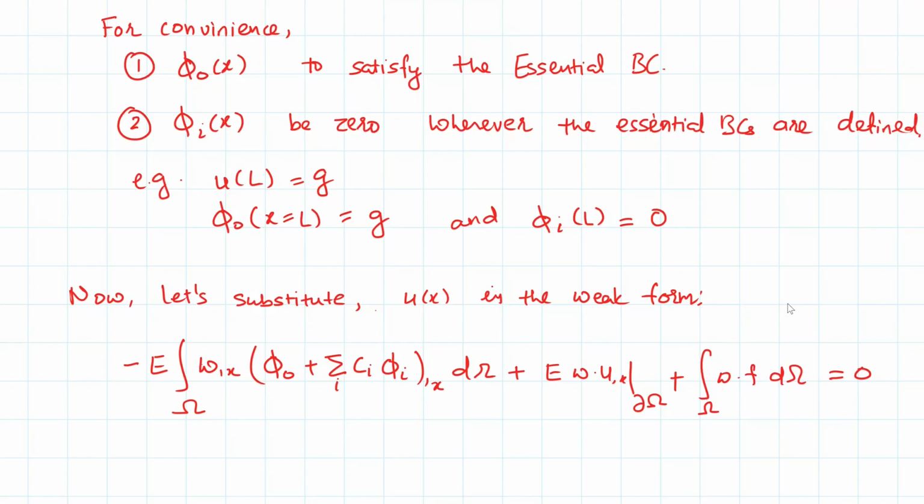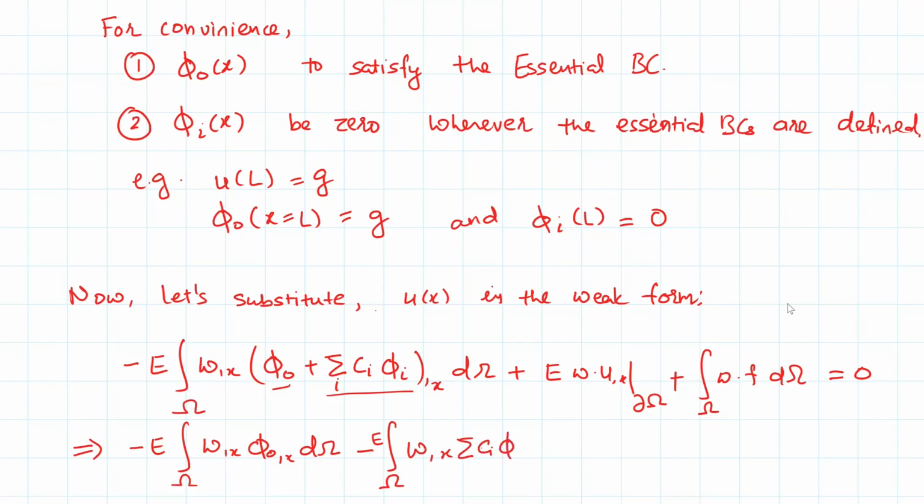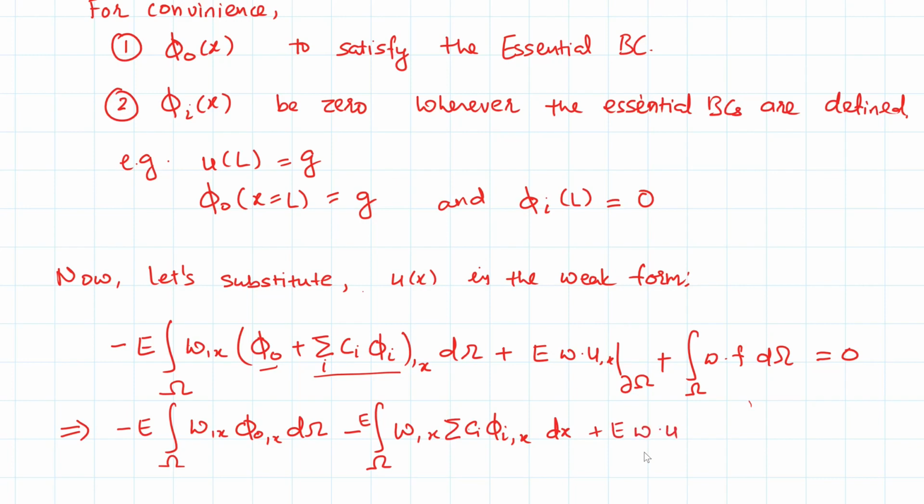Okay, now let's simplify this equation further. Let's write these two terms separately. So that will end up being minus e times integration of w comma x phi0 comma x d omega minus e times integration of w comma x summation of ci phi i comma x dx, and the rest of the terms follow as the following.